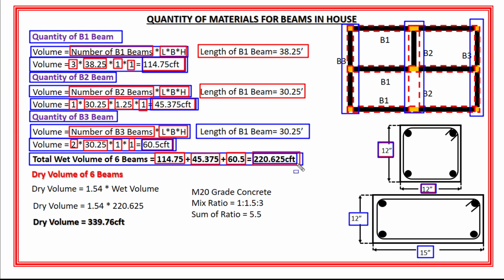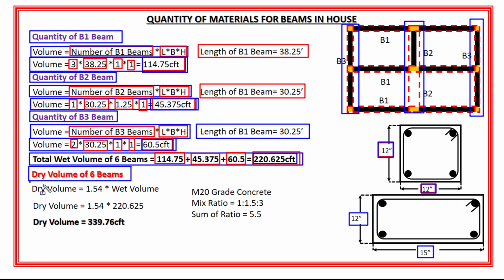Okay. So the total wet volume of these 6 beams is 220.625 cubic feet. Now in order to calculate the quantity of cement, sand, aggregate and steel for these 6 beams, I will need the total dry volume of these 6 beams. And also I will need the information about the grade of concrete as well. Okay? So first let's calculate the total dry volume of these 6 beams.